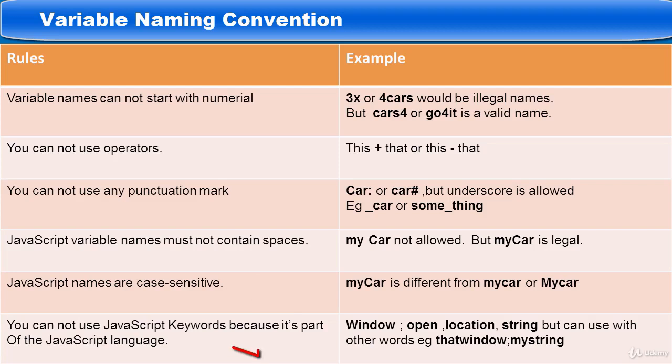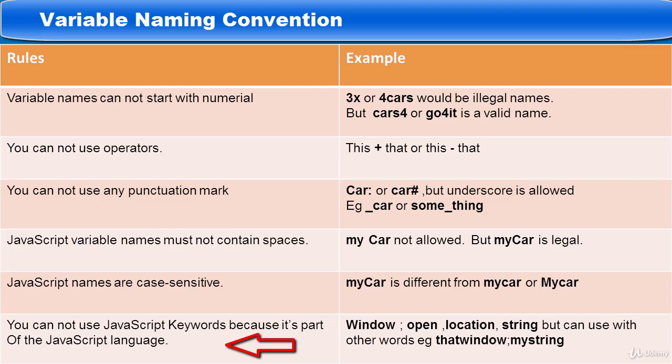Finally, you cannot use any JavaScript keywords. Keywords are parts of the JavaScript language itself. You can't use any of that for variable names. For example, window is a keyword in JavaScript. It's part of the language. Things like open is part of the language. Location or string, those are all part of the JavaScript language, so it will be illegal to use them on their own. However, you can use them in combination with other things, other keywords.